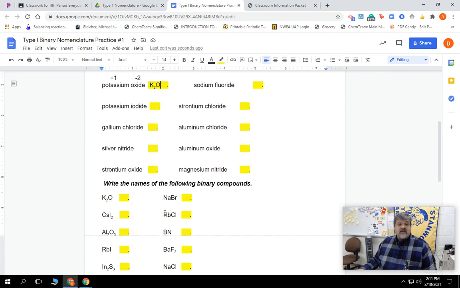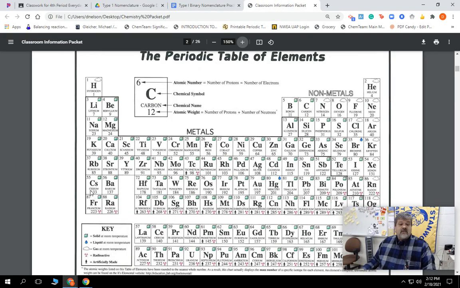Okay, let's go down here to these other ones. These ones right here are a little bit easier. We have KO. Well, we just did that, we know it's potassium oxide. But when we write the binary name, all we do is say the metal, and then whatever the non-metal is, we change the ending to "ide." So let's just go ahead and do this one right here. We have Cs and I. We got to find Cs. Cs is right here, so it's going to be cesium. And then I is iodine.